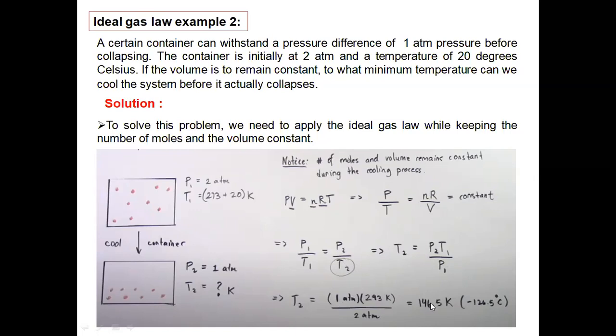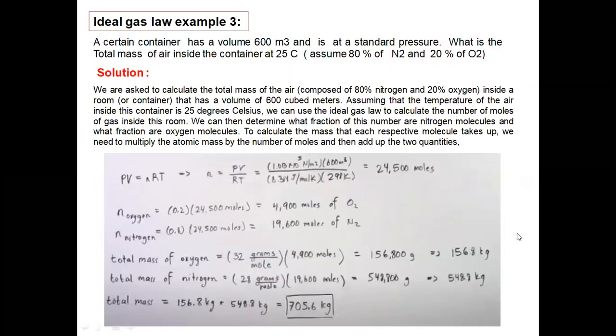T2 equals 146.5 Kelvin, and in Celsius it equals minus 126.5 Celsius, because 146.5 minus 273.